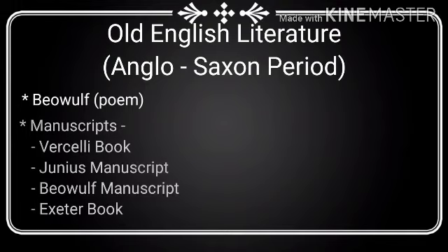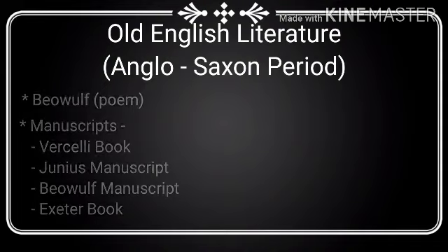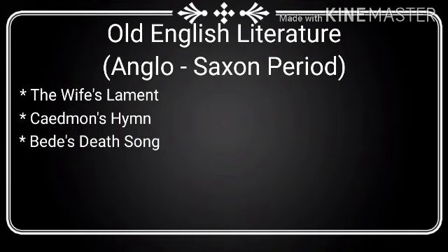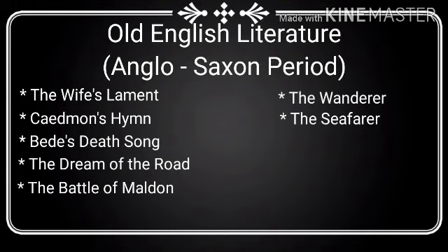There are four important manuscripts of that period named the Vercelli Book, the Junius manuscript, the Beowulf manuscript, and the Exeter Book. The Exeter Book is basically a book of riddles. Then there are many major poems and writings. They were titled The Wife's Lament, Caedmon's Hymn, Bede's Death Song, and The Dream of the Rood. There was one more writing titled The Battle of Maldon.